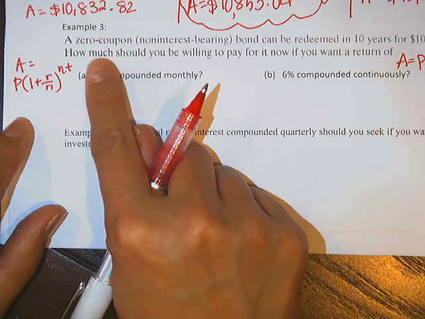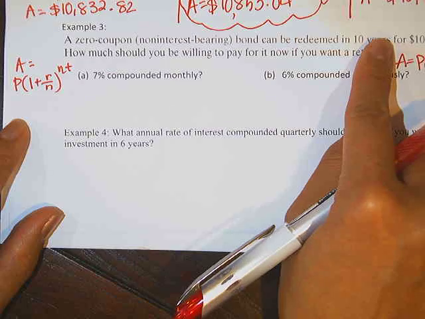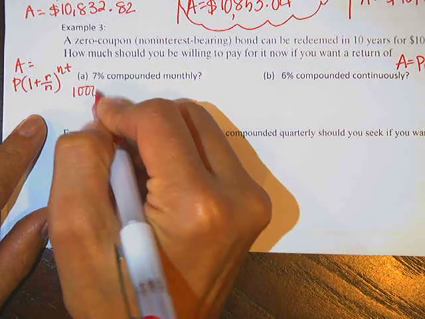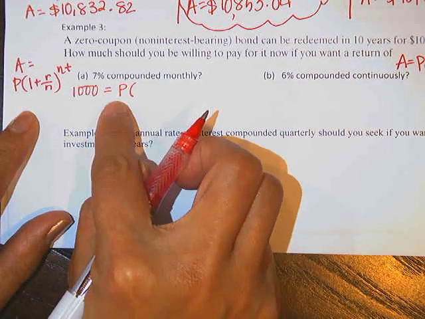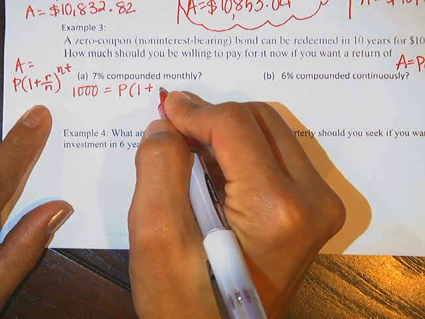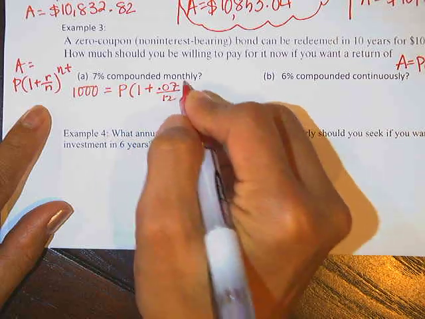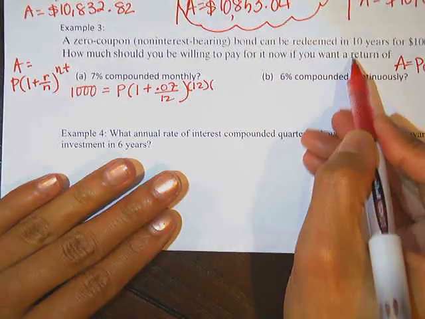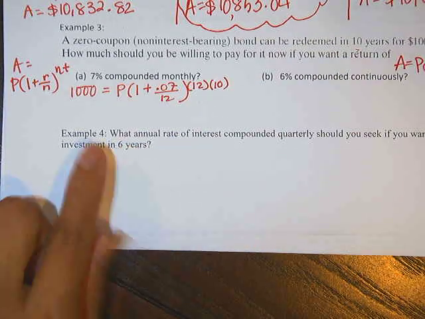So a zero coupon non-interest bearing bond can be redeemed in 10 years. So we know the t is 10, for $1,000. So that's your ending amount, okay? So your $1,000 is your ending amount. P is something that we need to know now. How much do we have to deposit now? So 1 plus your rate is 0.07 divided by monthly, which is 12 times a year, to the power of n is 12, t is 10, because it says right there. Okay, so we're just going to work backwards to find what P is.